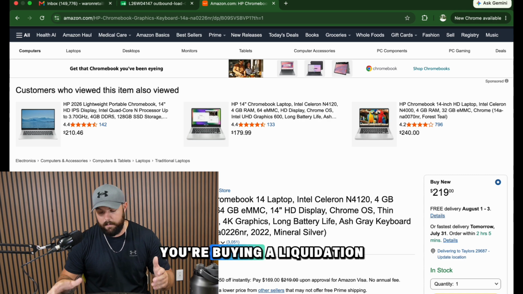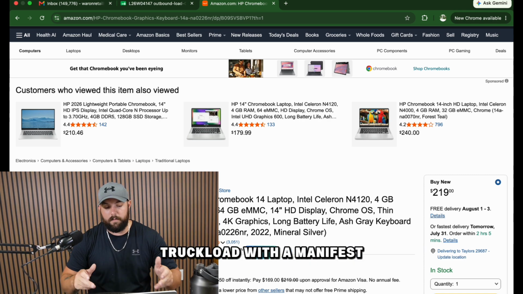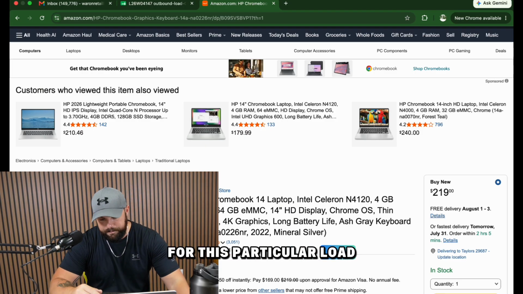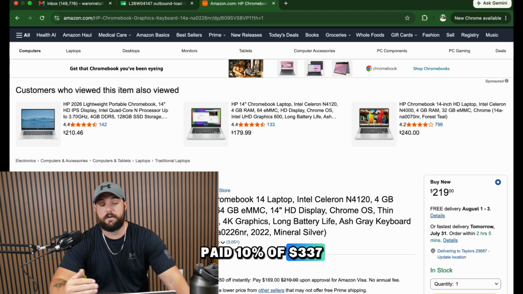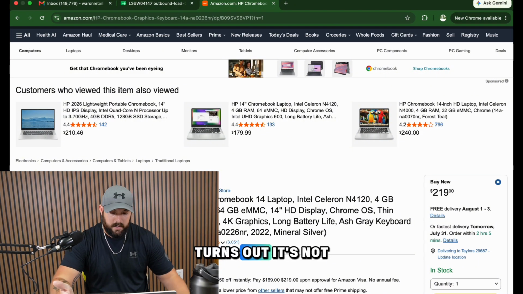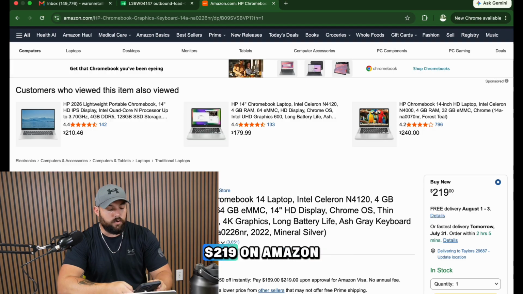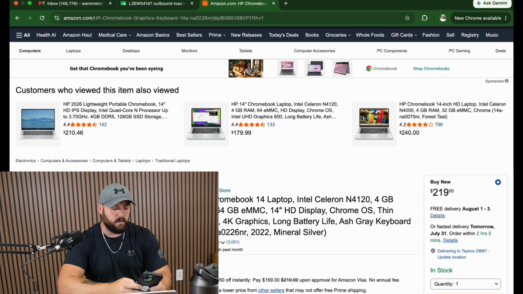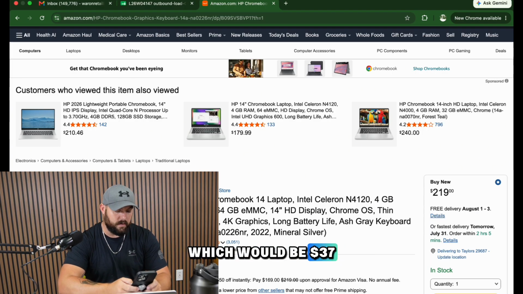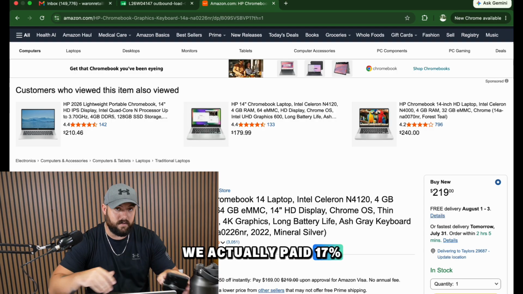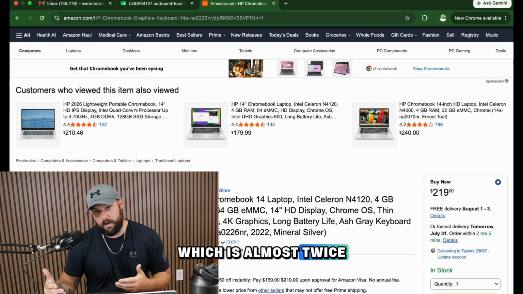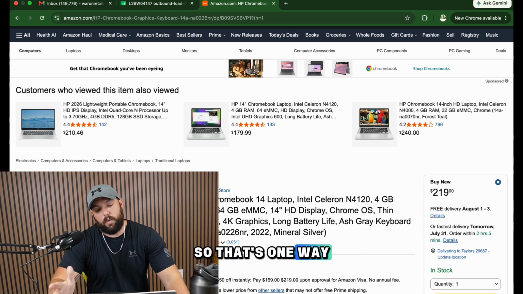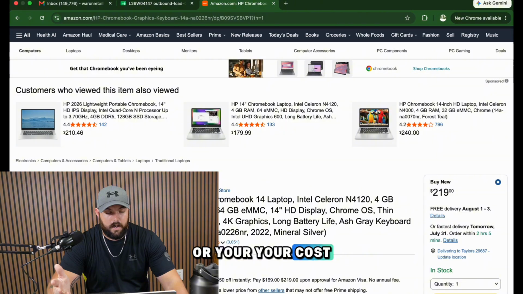When you're buying a liquidation truckload with a manifest, you're typically paying a percentage of retail. I believe we paid 10% of retail for this particular load, so we would have paid 10% of $337. Turns out it's not on sale. The listing is actually $219 on Amazon. So what percentage did we actually pay? $37 divided by 219. We actually paid 17%, which is almost twice the amount we thought we were paying. So that's one way the MSRP can affect your load price or your cost per unit.